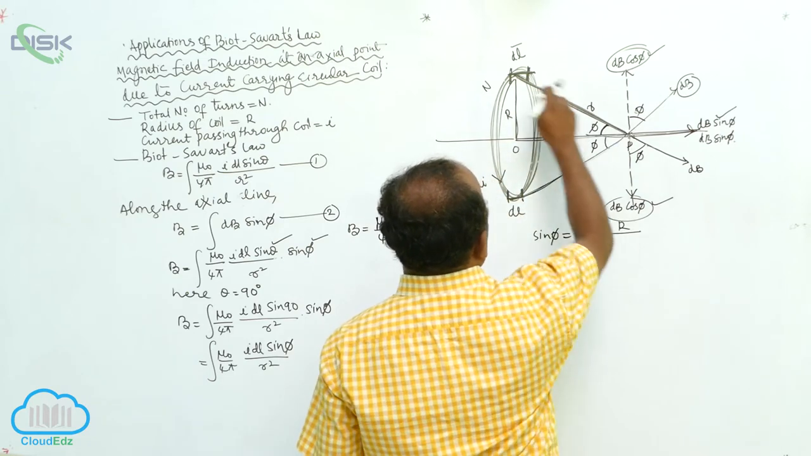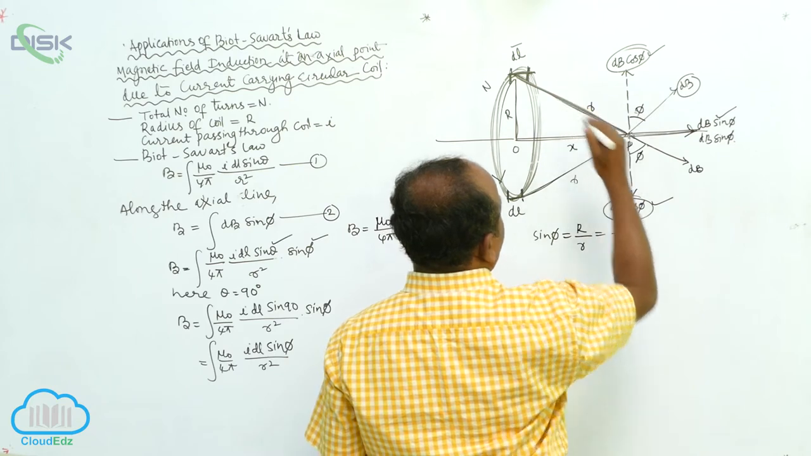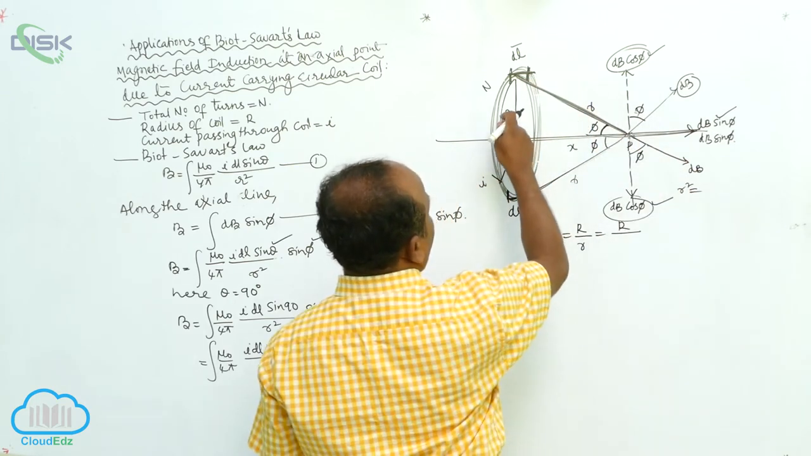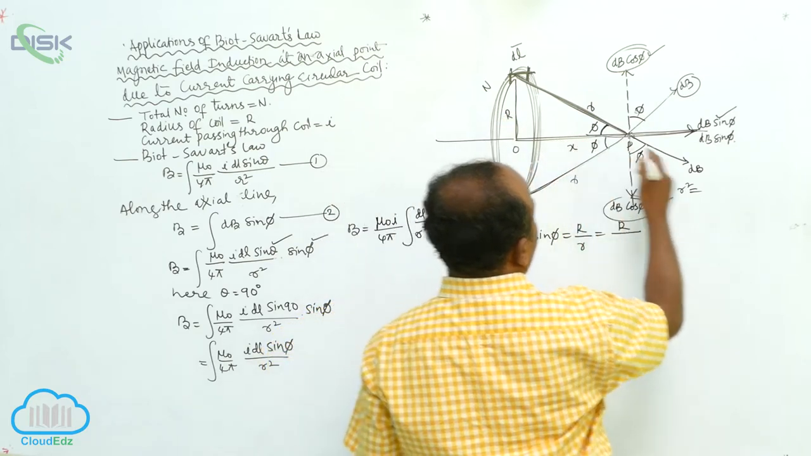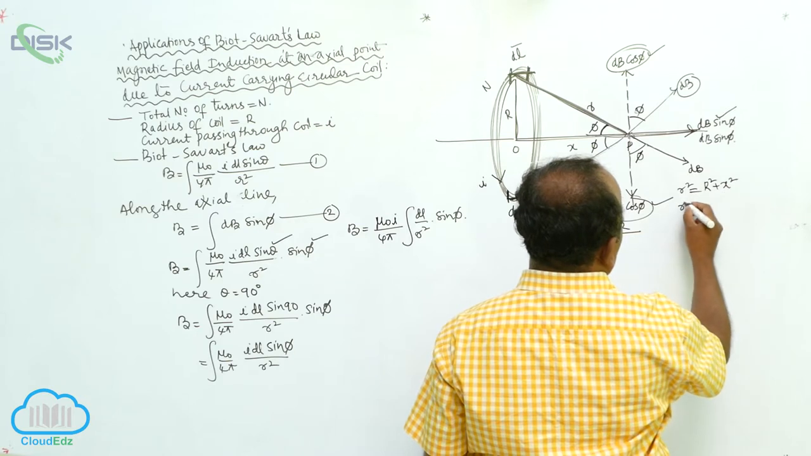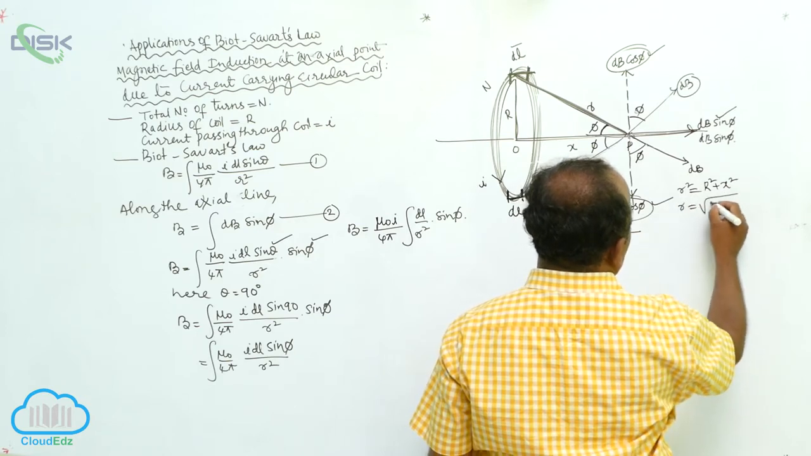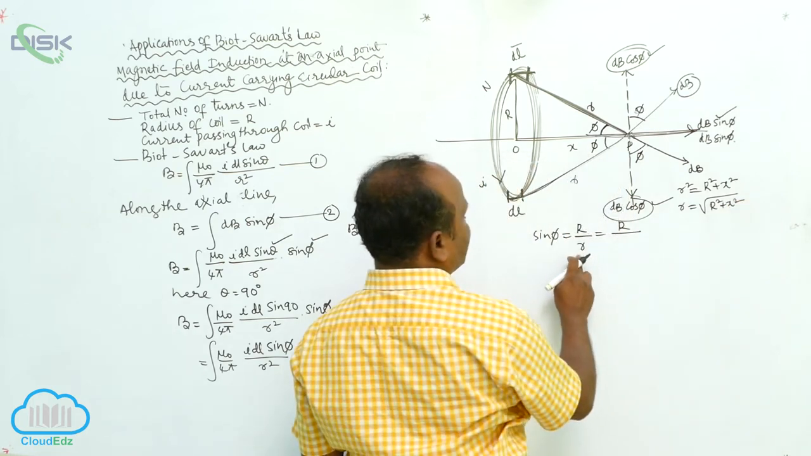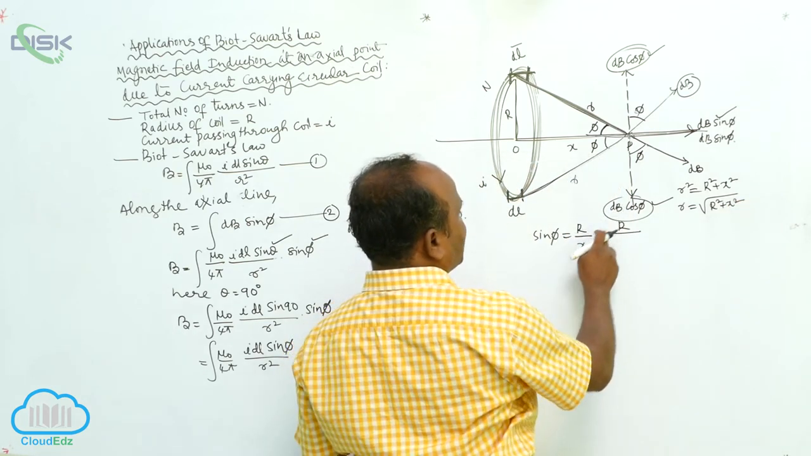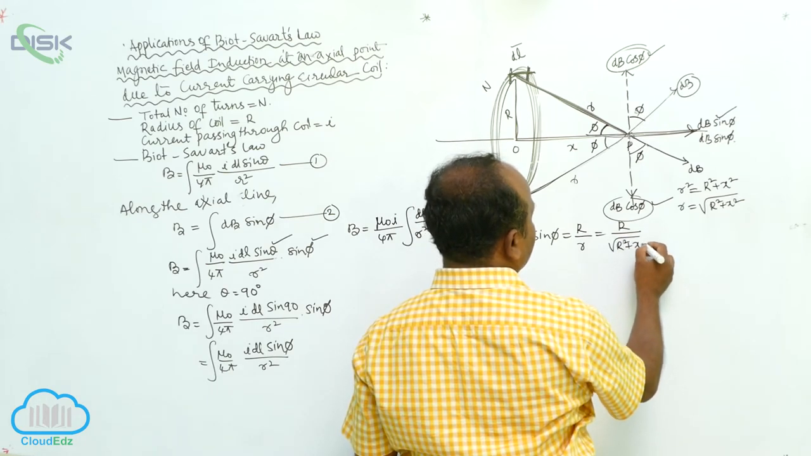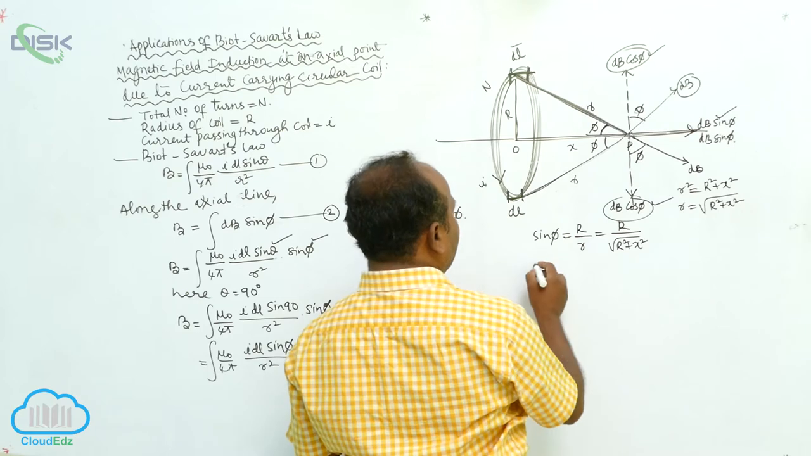Therefore, this is a right-angled triangle. By the Pythagorean theorem, r square is equal to capital R square plus x square. Therefore, r is equal to the square root of capital R square plus x square. Therefore, capital R by small r, where small r is the square root of capital R square plus x square.